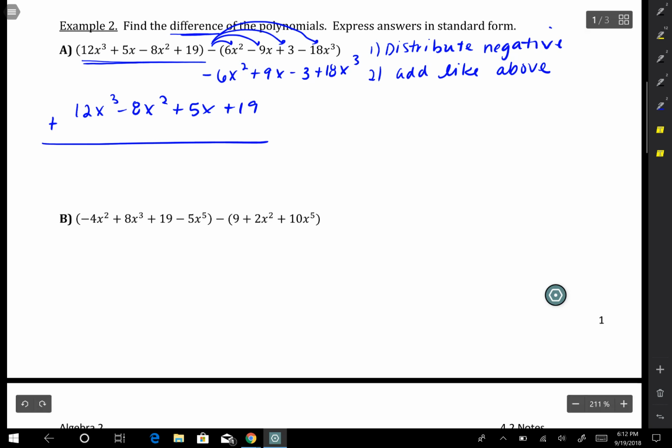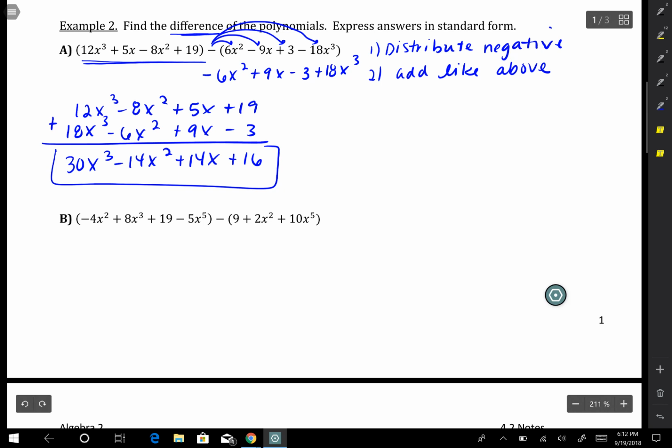Okay, so I've already taken care of the negative sign. So I'm going to put my negative 6x squared under my negative 8x squared. And then my positive 9x, I have minus 3. Oh, that 18x cubed, that needs to go up front. There we go. And now we can add: 12x cubed plus 18x cubed is 30x cubed. Negative 8x squared minus 6x squared is negative 14x squared. And then I have plus 14x. And then I have plus 16.